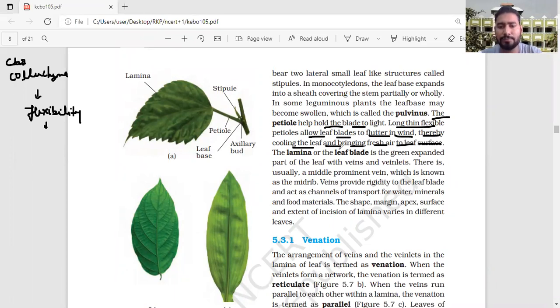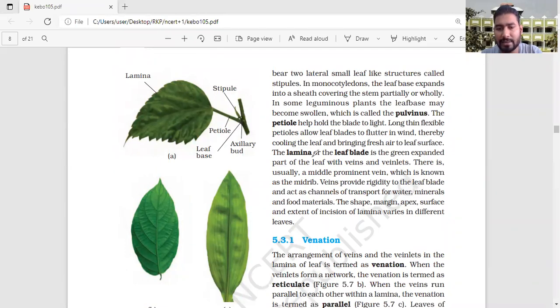Now the lamina or leaf blade is the green expanded part of the leaf with veinlets and veins. The lamina, that is the leaf blade, is also known as the epipodium. So the lamina or leaf blade is the green expanded part, meaning the maximum surface area is occupied by this lamina, the maximum part of the leaf with the veins and veinlets.